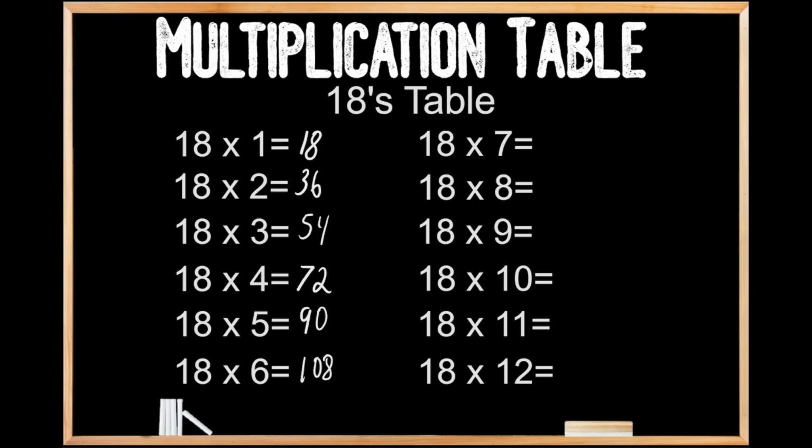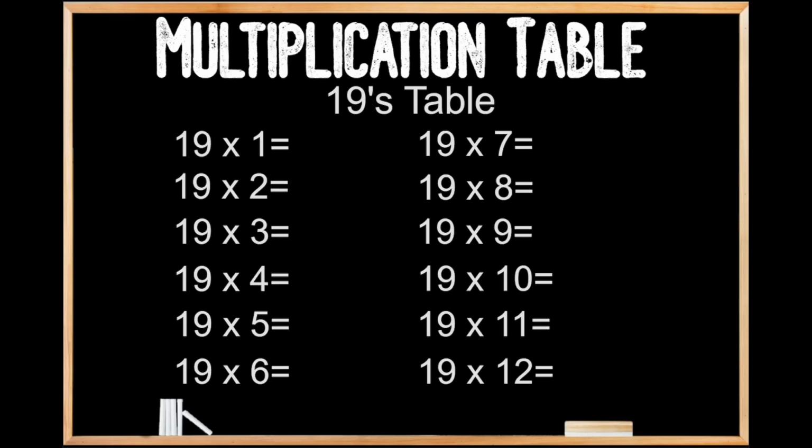18 times 7 is 126. 18 times 8 is 144. 18 times 9 is 162. 18 times 10 is 180. 18 times 11 is 198. And 18 times 12 is 216.